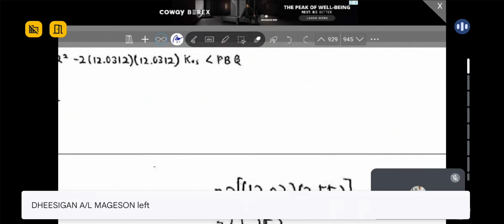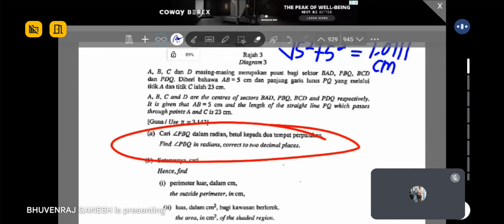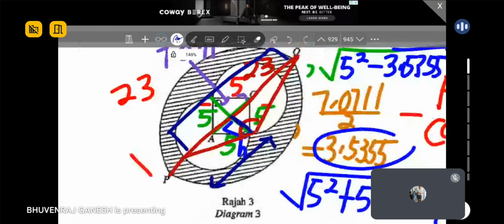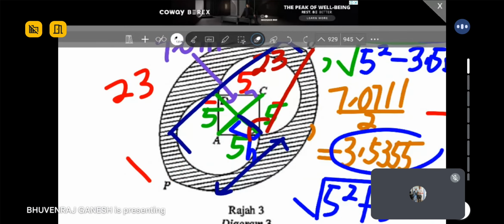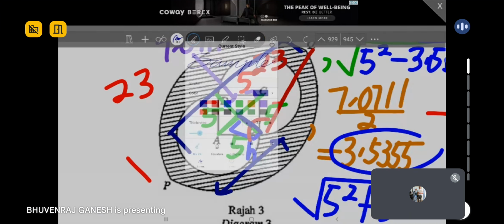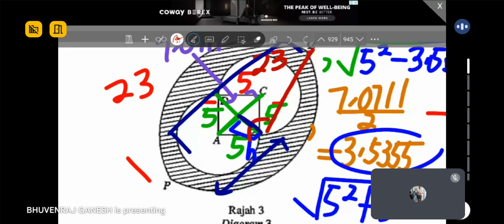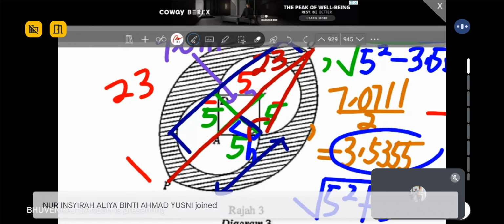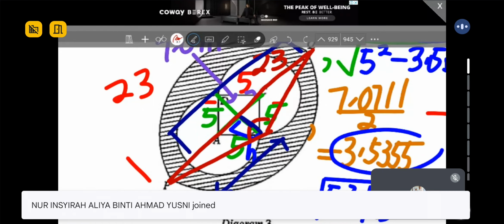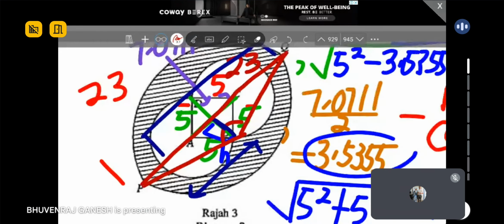Okay, sorry guys, just now I drew a bit wrongly. This one over here is supposed to connect to the bottom. Okay, wait, let me draw again. P to Q, and then this one should go down here. Now it's correct already.